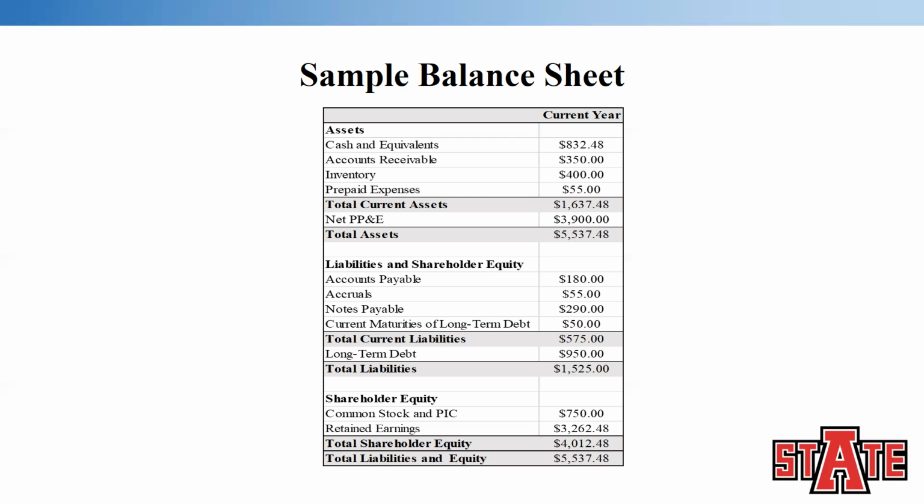Notes payable represent amounts due on things like lines of credit. If we borrow money on a line of credit, if we have a credit card balance, or if we have payments due on a long-term loan, the payments that are due in the next year would fall under notes payable. That's $290 for this company. Current maturities of long-term debt: if we issued a long-term bond, the amount that's due in terms of principal and interest during this year would show up right here as $50. The total sum of current liabilities is $575.